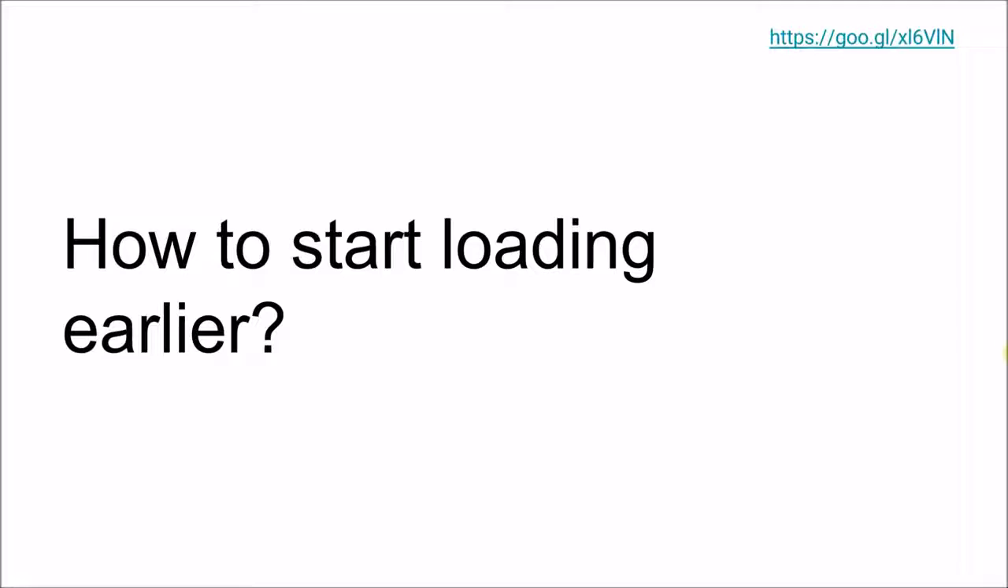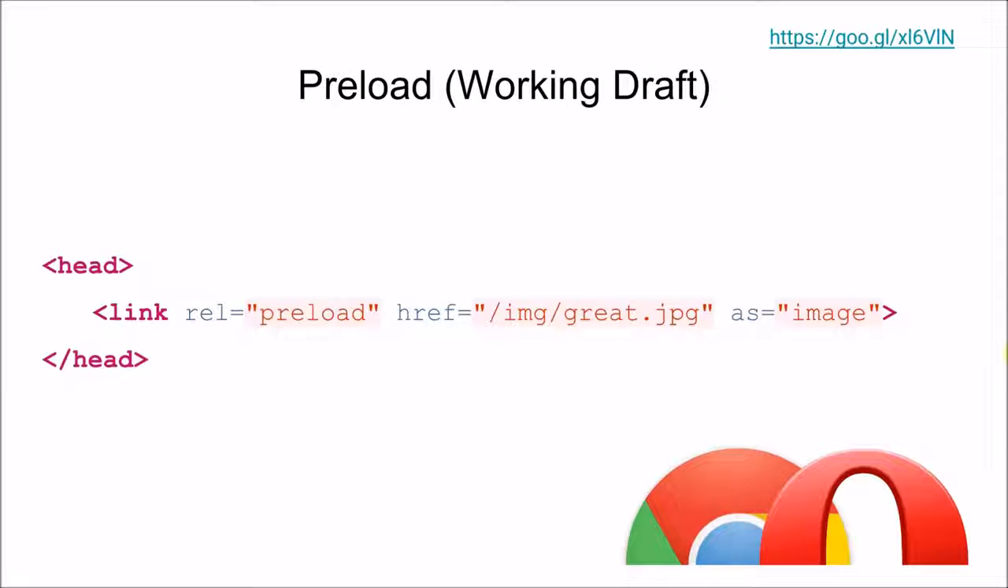One thing we can do is start loading the images earlier. In the case that we don't need the image right away, maybe it's behind a tab, maybe it's below the fold, one simple thing is to add the image in the head with the preload attribute. This will tell the browser that this is a resource that will eventually be needed, but it should be loaded with low priority. The problem with that is it's still a working draft. It only works on Chrome and Opera.